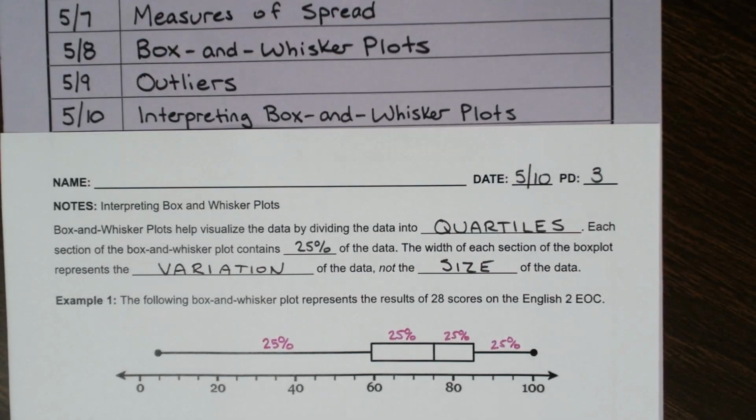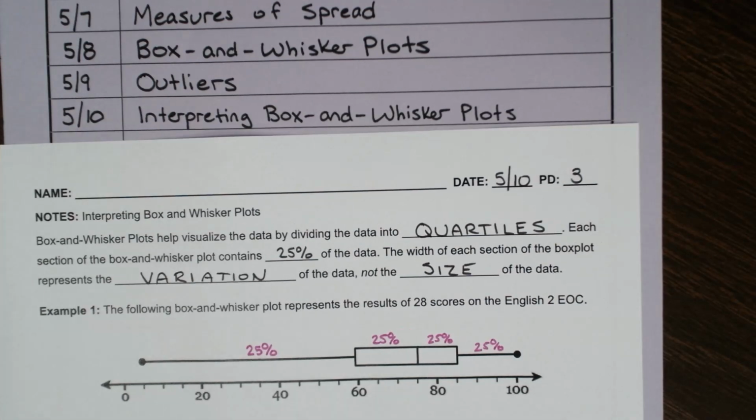That's probably the most common misconception about box and whisker plots, is that the longer parts have more people in it. That's not true.